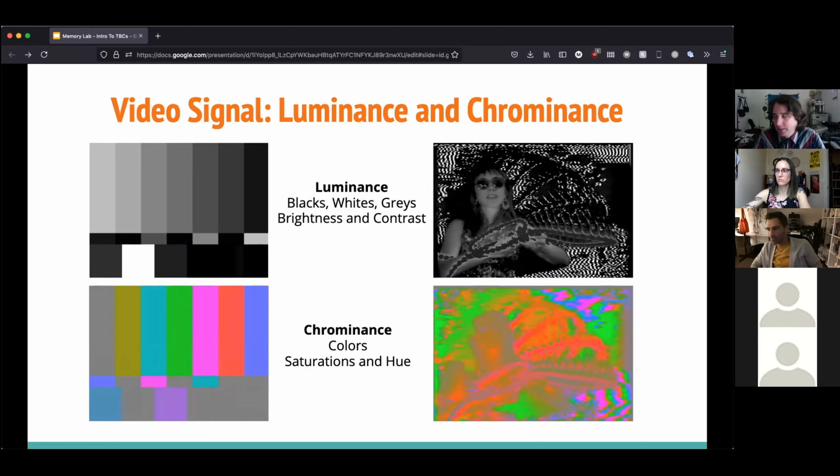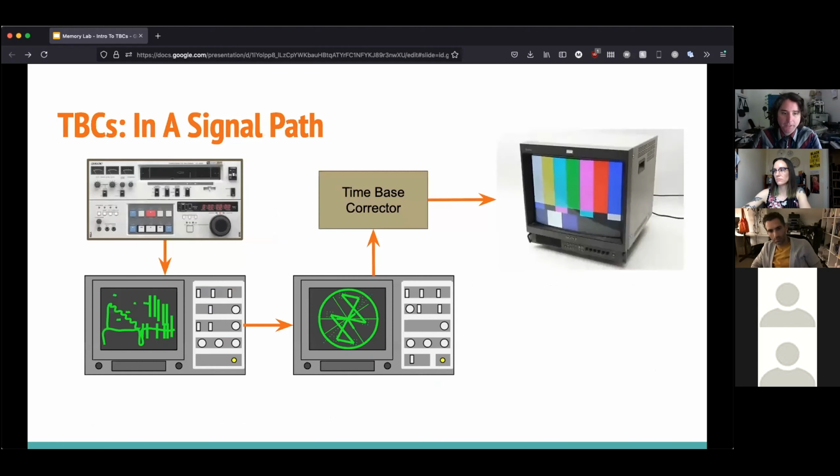We get tapes that come in sometimes that, just straight off the tape, aren't properly registered, like don't have proper registration, and you have to actually make that registration happen to make the image look better.